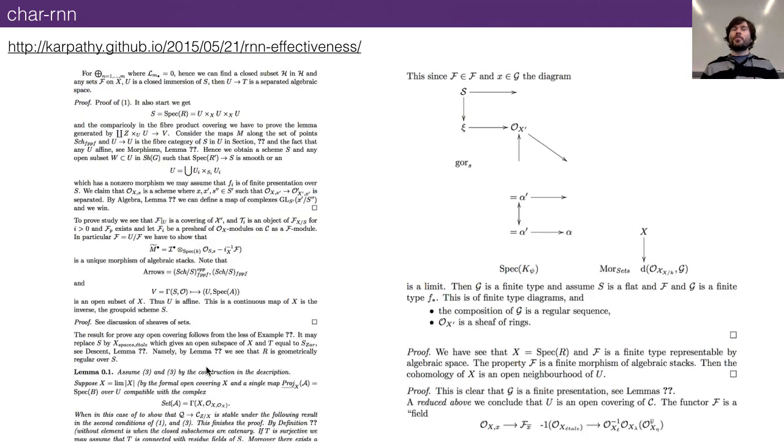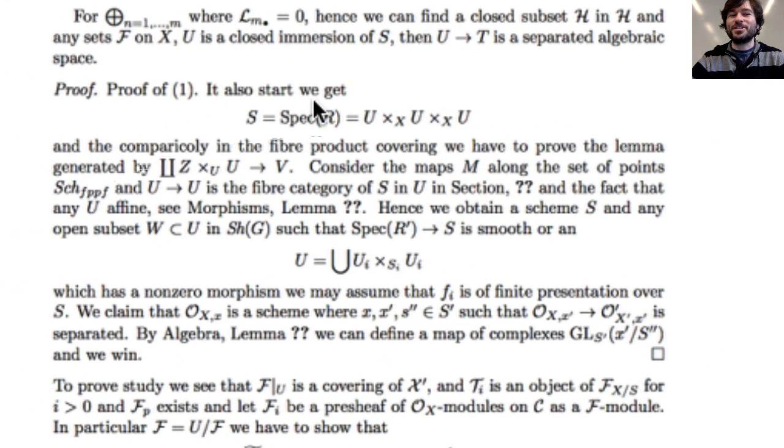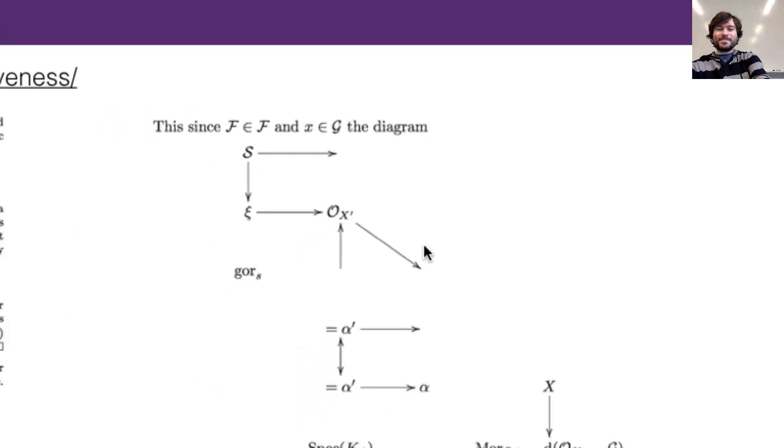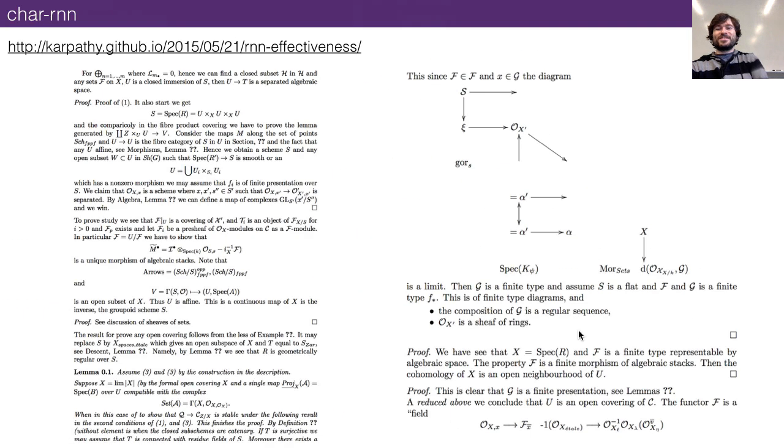They trained it on algebraic topology papers. So this is abstract math. And because math equations are just text, it's a markup language called LaTeX that people might be familiar with if you've ever had to make equations into a PDF. So you can actually put these in and it just makes up equations. It's indistinguishable from abstract topology, I would say. Like "Proof of one, it is also start, we get S equals spec R, U cross U cross U," right? Arrows equals, see discussion of sheaves of sets. There's one of the pages that goes "proof omitted," which is a really funny thing to do. It even makes up bogus diagrams and stuff. Yeah, so this is really neat.